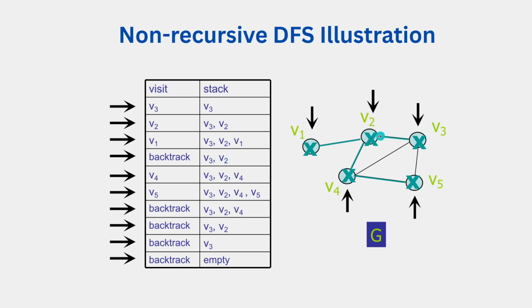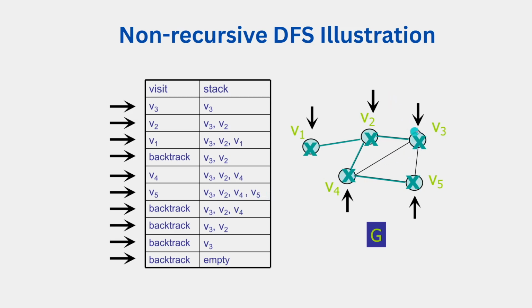From V2 I had an option to go in the forward direction to V4. So we mark V4 as visited, and V4 is also added to the stack. Then we visited V5, so V5 is also added to the stack. Now we backtrack, so we pop out and look from V4 whether there is any other node to be visited. No way. So we again backtrack to V3.